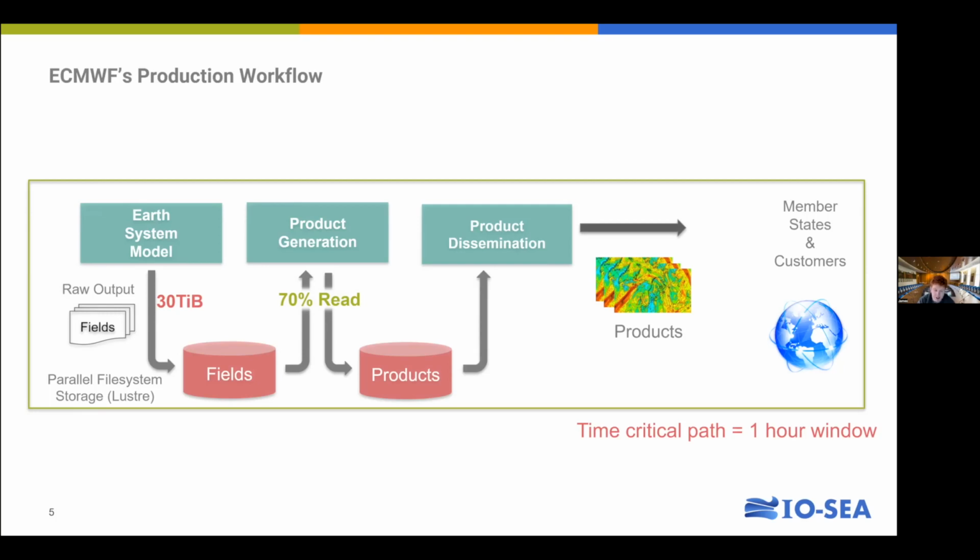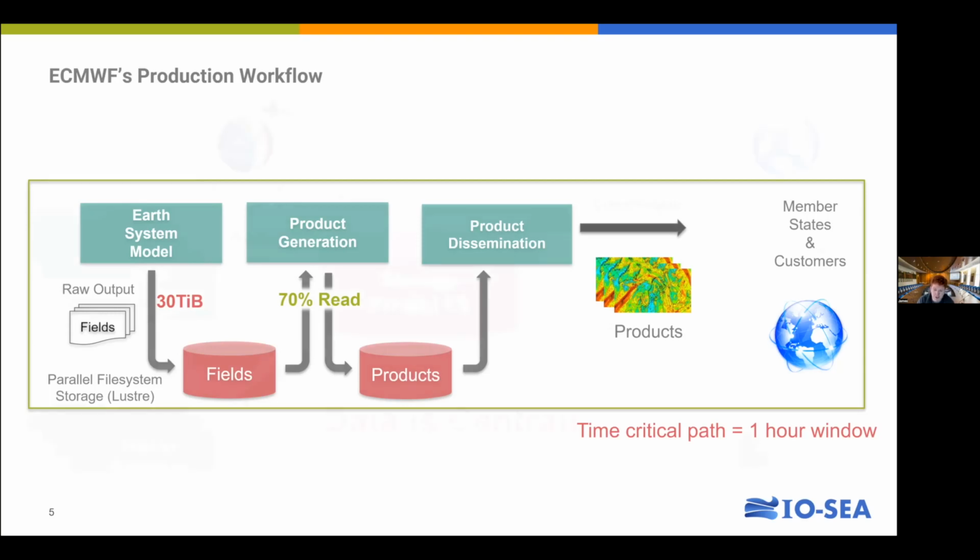We're immediately reading about 70% of that back into our product generation system, producing products from that, which go back to the parallel file system, and then product dissemination is reading from that and sending it all out to our member states. The theme you start to see here is that basically everything is coupled via the I/O, via the parallel file system.